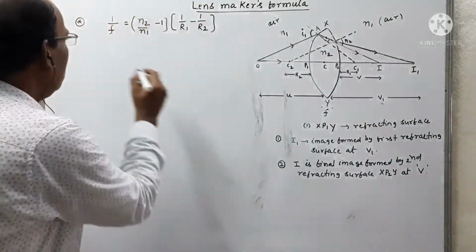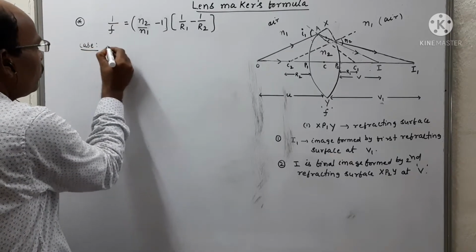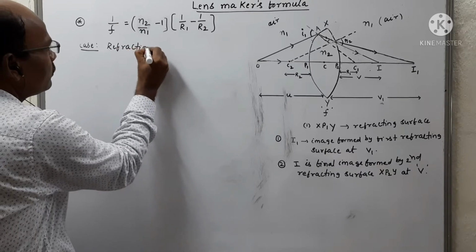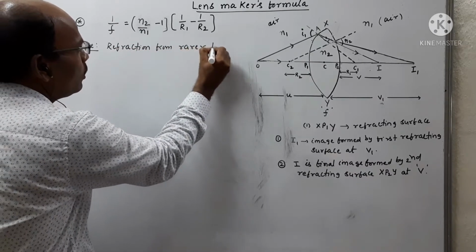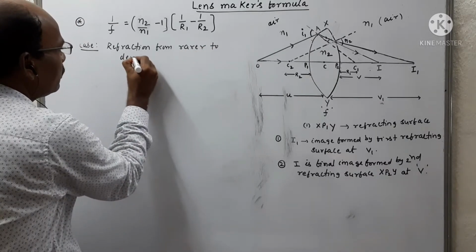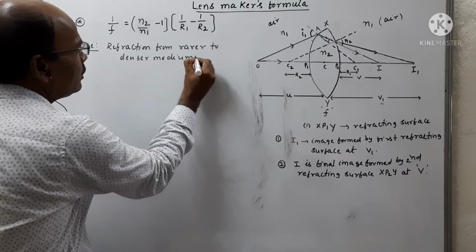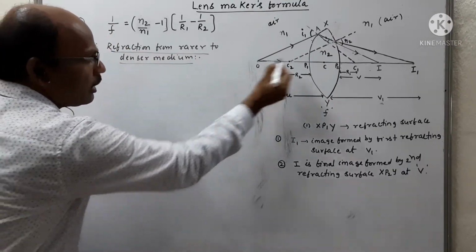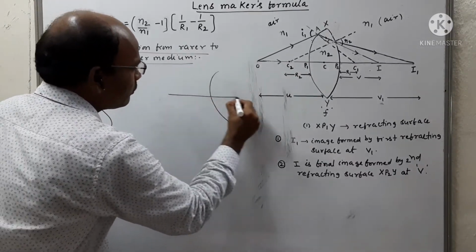So we can observe case 1. Case 1 means refraction from rarer medium to denser. We already derived the condition. So what is the condition? That condition is like this. So this is the condition.